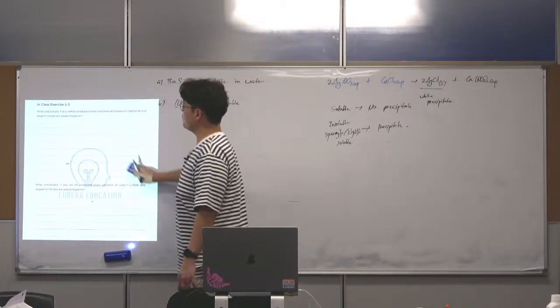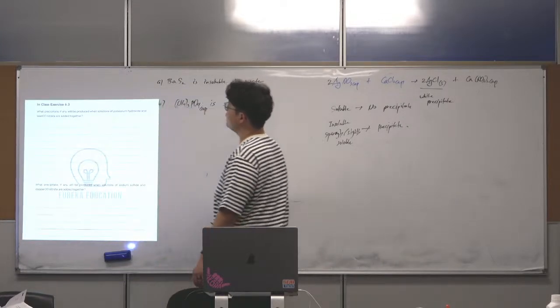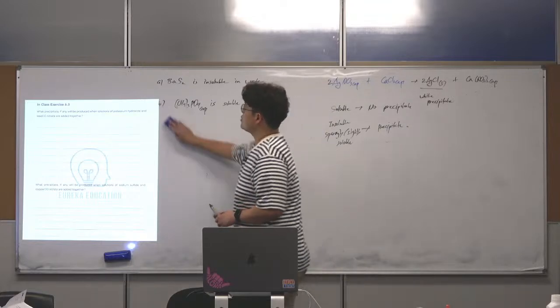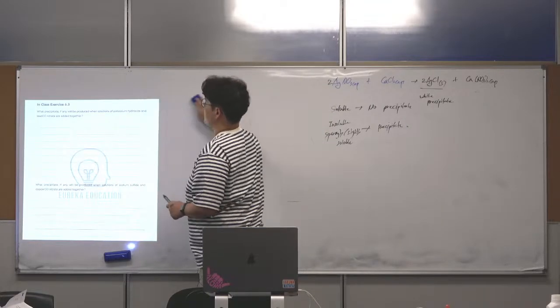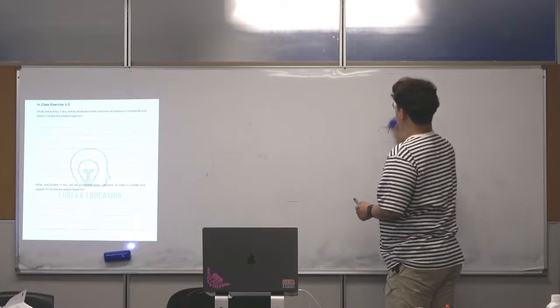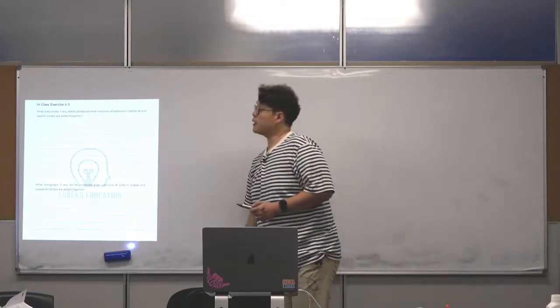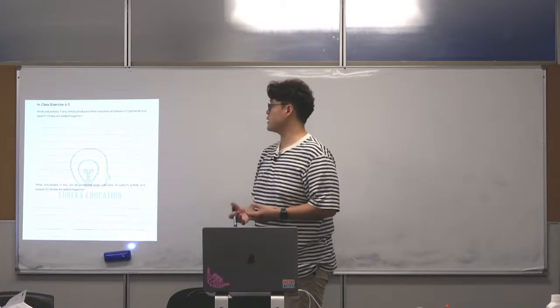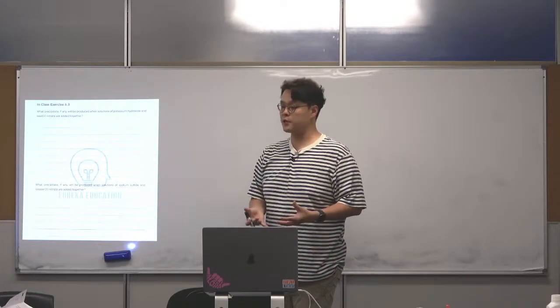So let's move on to the question there, 6.3. What precipitate, if any, will be produced when solutions of potassium hydroxide and lead nitrate are added together? Okay, Ellie, can you write down the reactant side first? Can you write down potassium hydroxide and lead nitrate? Because we have memorized all the valences by now.